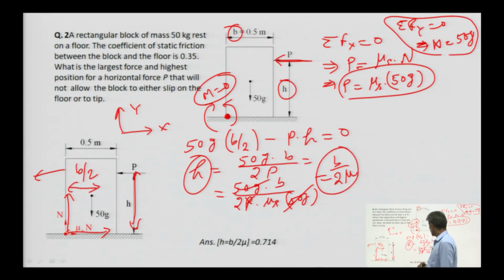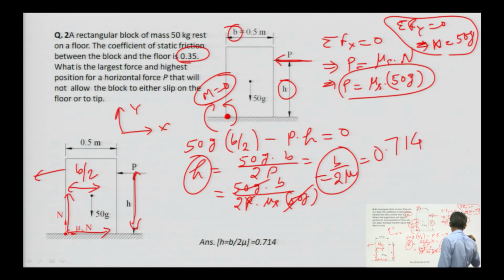b by 2 mu. By putting the value of b as 0.5 and the value of mu as, what is the value of mu? 0.35. Then this value comes to be 0.714 meter.